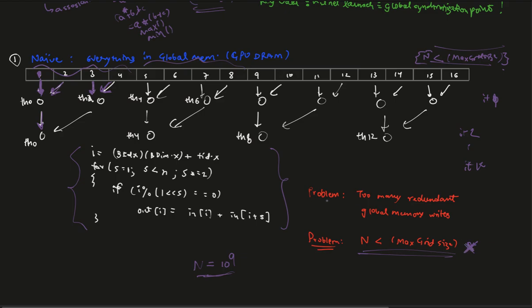And also a problem is too many redundant global memory writes. You can see that here, let's consider this location, out 0. In iteration 0, we write here. Iteration 1, we again write here. Iteration 2, we again write here. And iteration k, we again write here. So at a single memory location, we can have a maximum of k global memory writes, which is of course not ideal because global memory writes are kind of expensive.